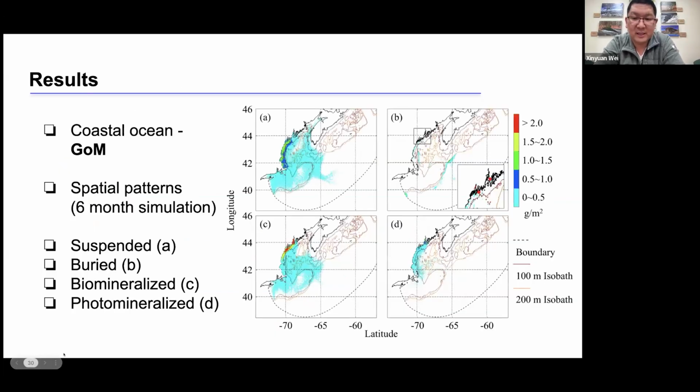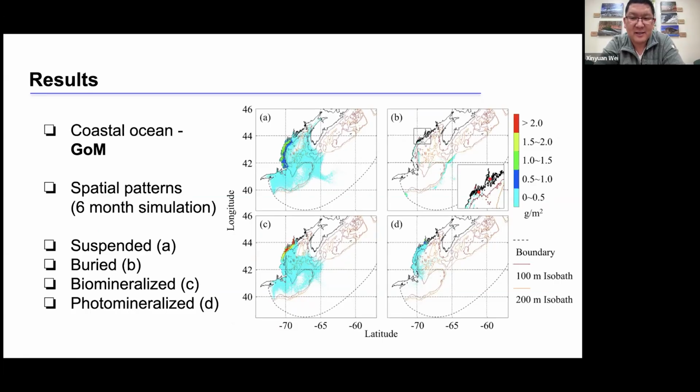Finally, we performed a simulation of 6 months. This is a short-term simulation because the simulation speed is really slow. We used about 2,000 clusters and conducted the simulation for 4 weeks. It's faster than the real world, but it's still slow.